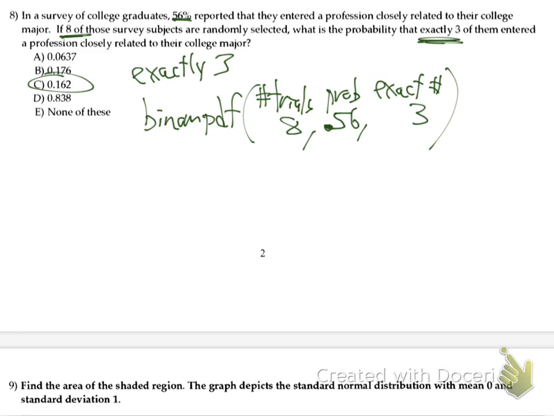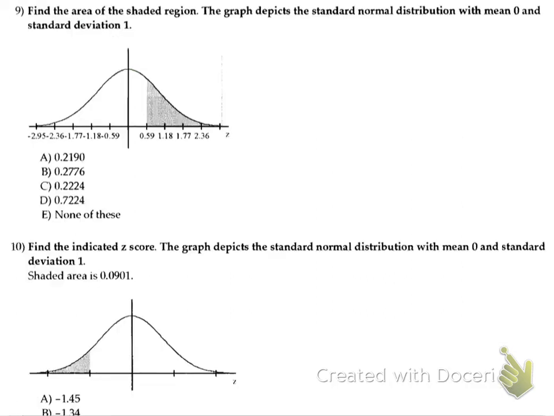Questions on that one? Okay, so we got the curve thing here. Find the area of the shaded region. All right, area of the shaded region. What am I going to do to find the area of the shaded region?